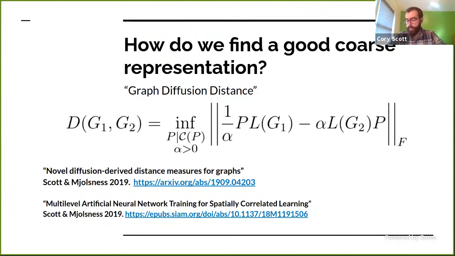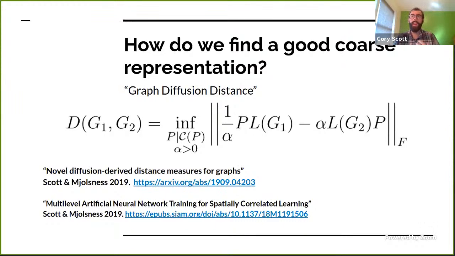So in order to find coarsened representations in a systematic way, we use something called graph diffusion distance. And the basic idea is that we want to make sure that those P matrices, those projection matrices, optimally align the Laplacians of the two graphs. The Laplacian is just a matrix that depends on the adjacency matrix of the graph, and you can think of it as describing what diffusion looks like on the nodes of the graph. If I were letting little particles of ink randomly jump around the graph, the Laplacian sort of describes what their behavior is going to look like.